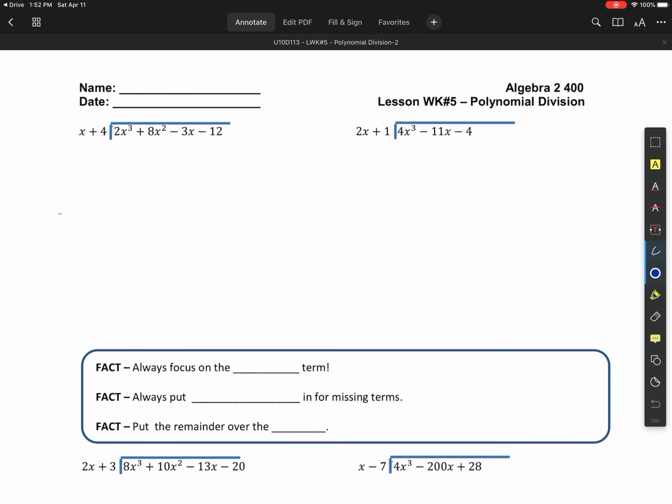Alright, today we are talking about polynomial division. There are two different ways to do this. Right? We're going to look at a way called long division, and we're going to look at a way called synthetic division. The first way we're going to look at is what's called long division.